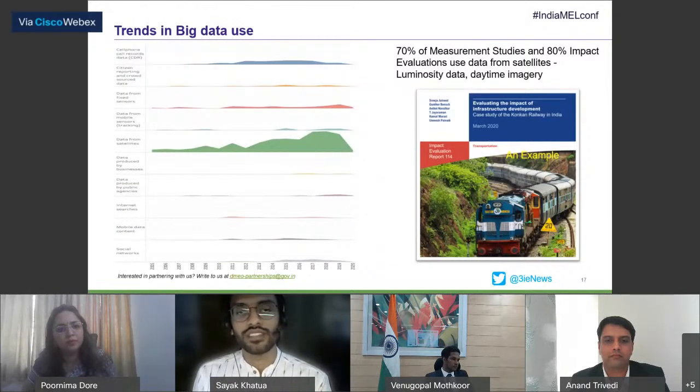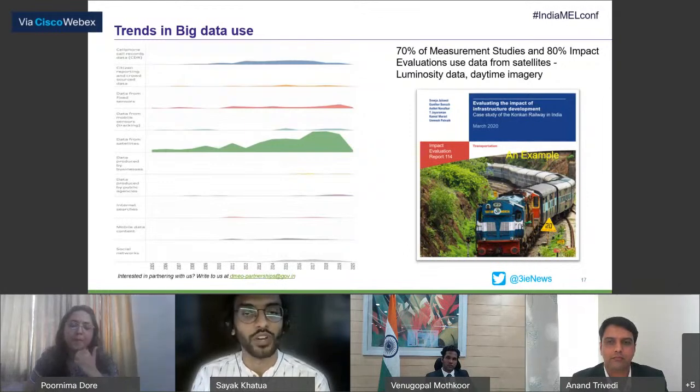One of the trends we saw: we plotted the number of studies using different kinds of data sources over time, and we saw that satellite data has been the most used, right? In the previous slide I also mentioned that being the most popular one. But when we look at the trends, we see that over time this has grown more and more in prominence.